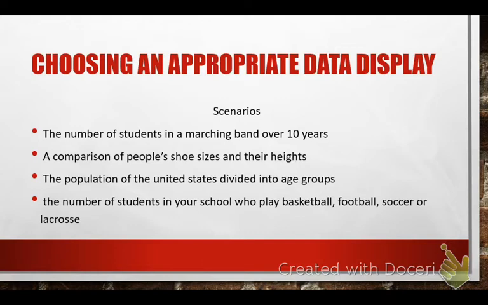All right, go ahead and close your Chromebooks for me just for a minute because you should be taking notes. What data display would show the number of students in the marching band over 10 years? I want you to write down your answer in your notes. You have your bank of options right there because you have all your terms. What data display would best show the number of students in a marching band over 10 years? What do you think, Colin? Why would you say line graph?